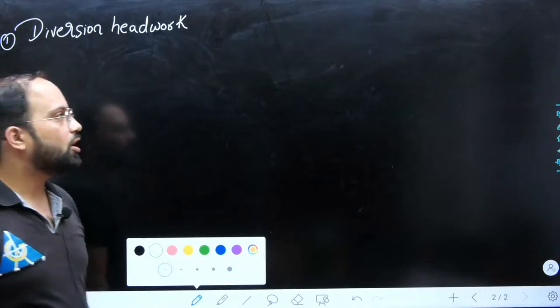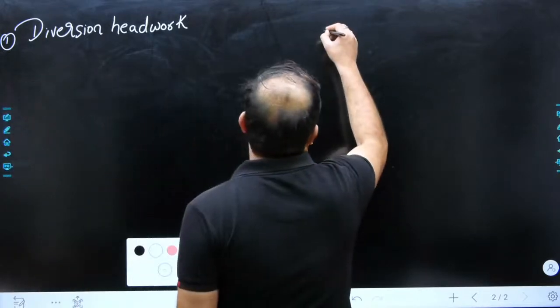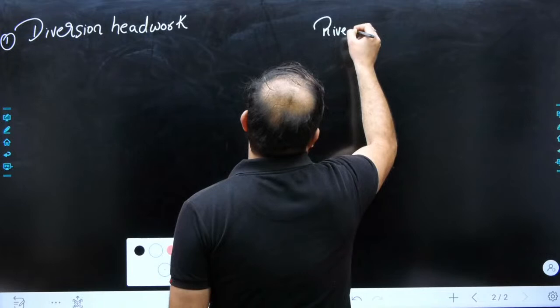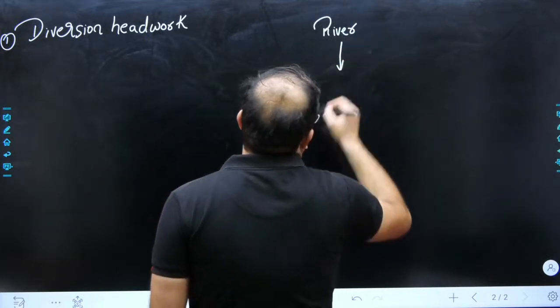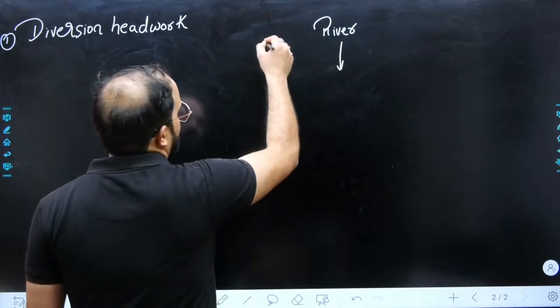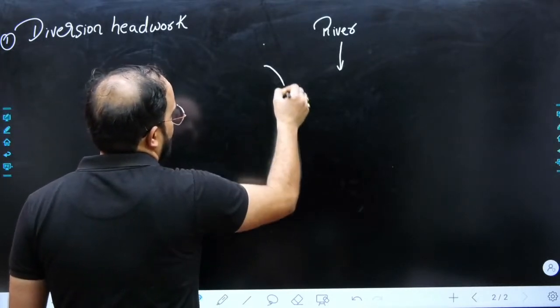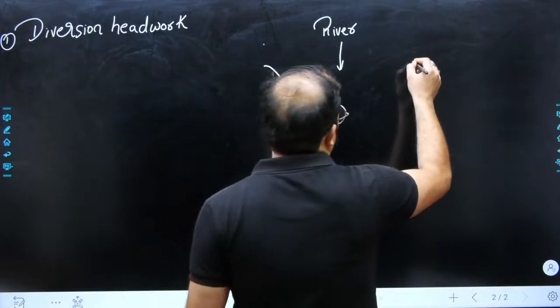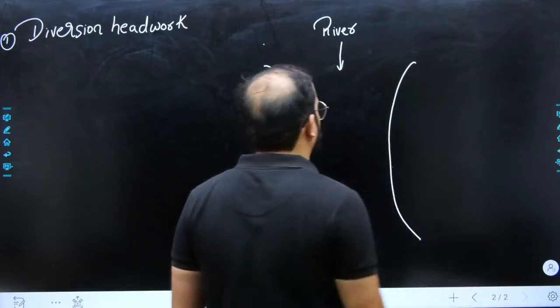Now how does this diversion headwork work? Okay, so this is our river. The river is flowing like this, and this will be the path of the river.